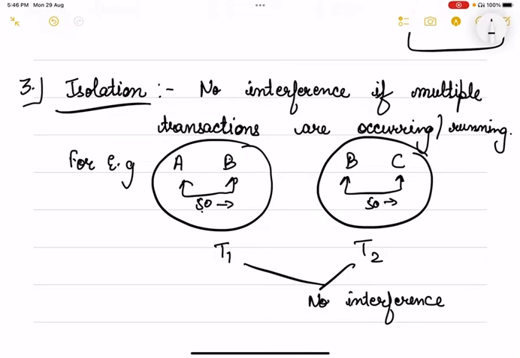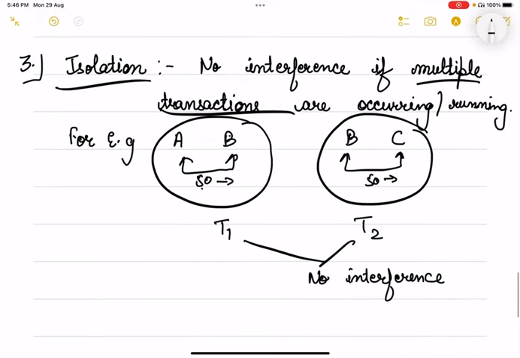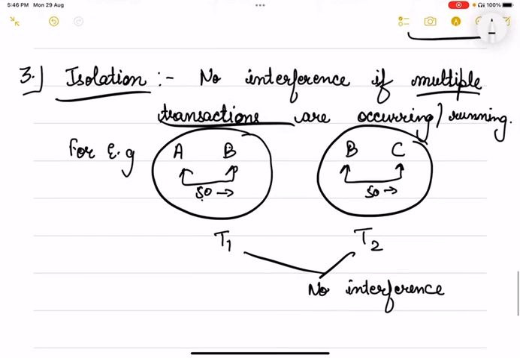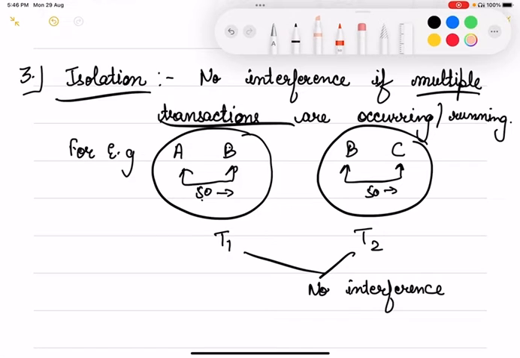T1 transaction will not affect T2 transaction, T2 transaction will not affect T1 transaction. So this was our property isolation, which says that there is no interference if multiple transactions are occurring. I hope this is clear.